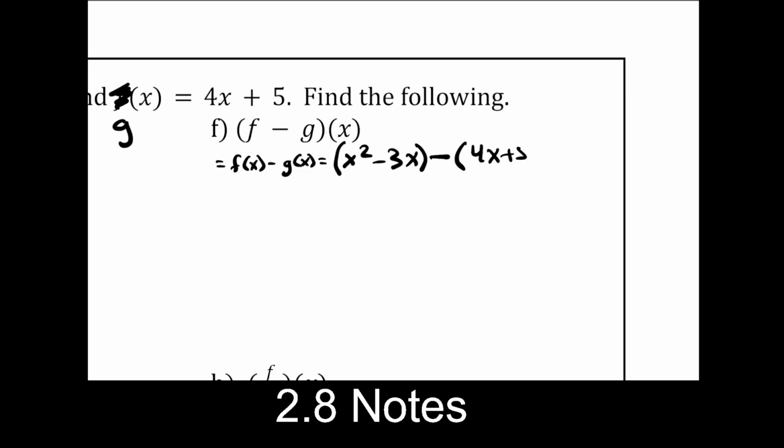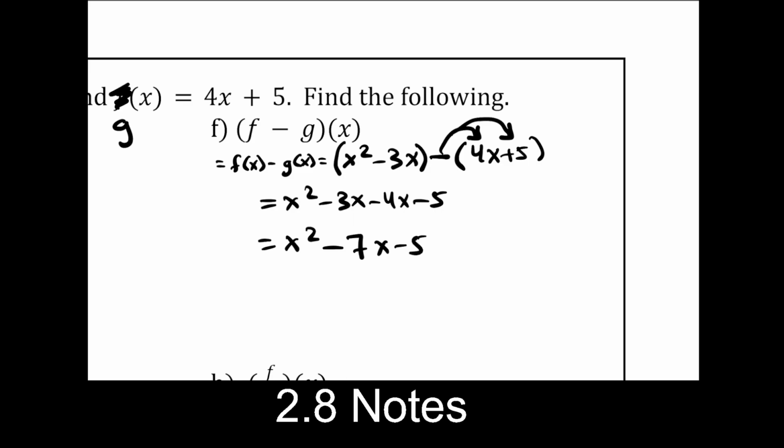So notice here, I've placed my second one in parentheses. You don't really need these first parentheses here. They don't do anything. But this one does. This is going to cause us to distribute this negative in, like this. And so I end up with x squared minus 3x, the first chunk, minus 4x minus 5, right? When I distribute that negative 1 in there. And so my final part here is x squared minus 7x minus 5. This would be my final difference function in this case.